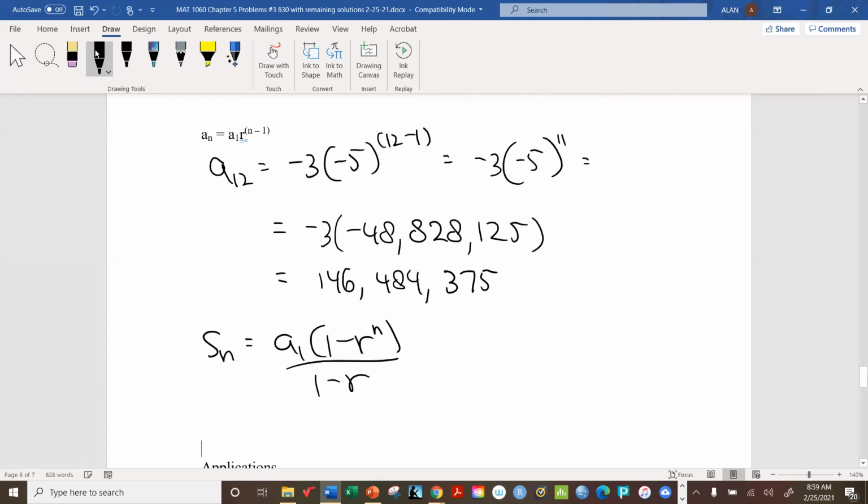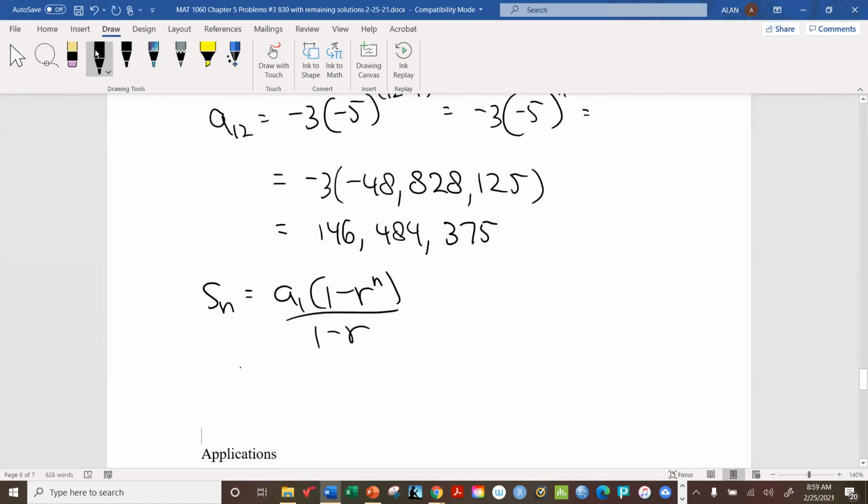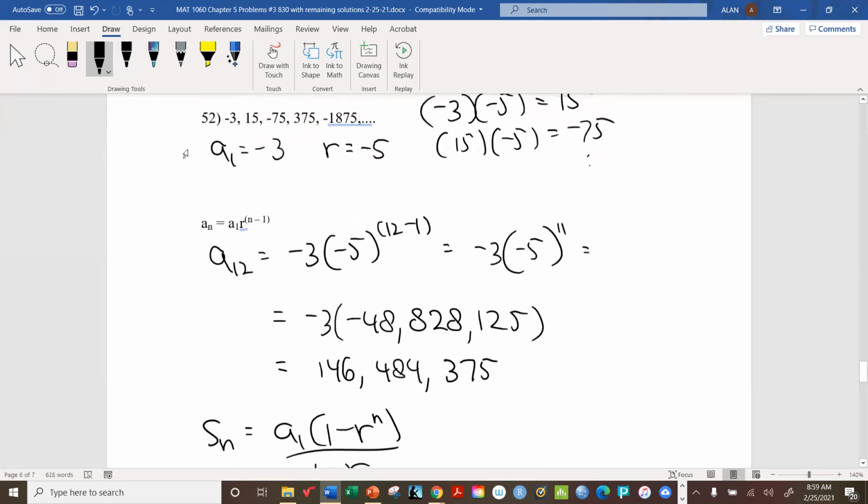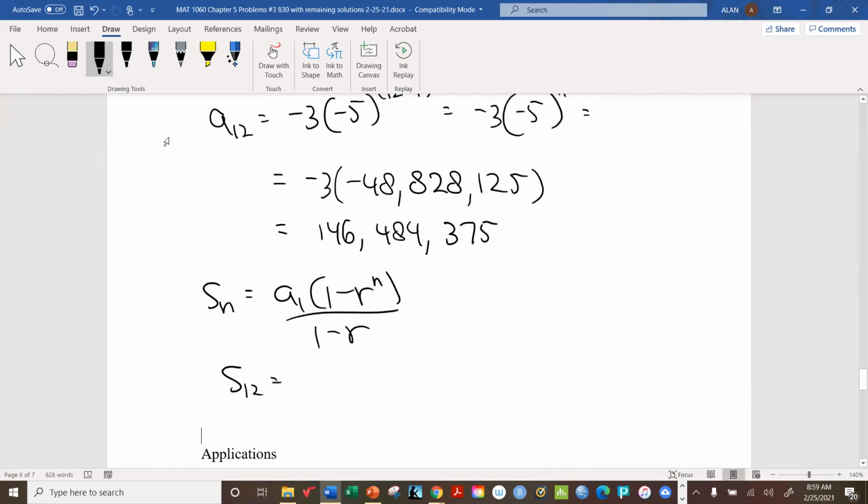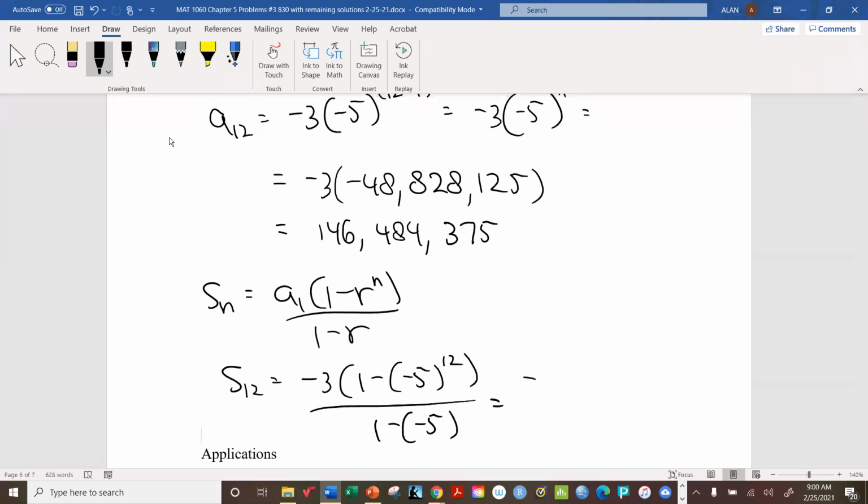All right, how big is big? Let's see. So we started at the beginning with -3, with -5 as our common ratio. All right, so be careful with those negatives. All right, so -5 to the 12th.